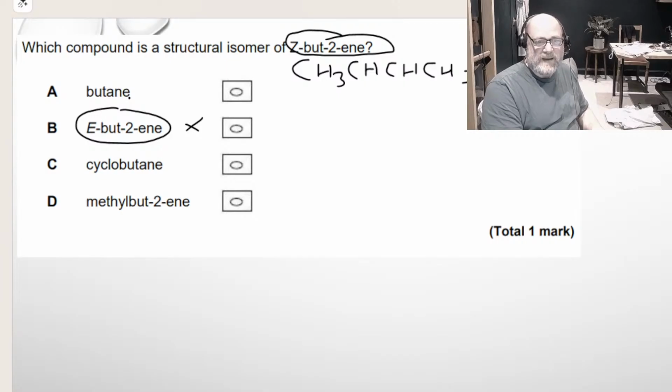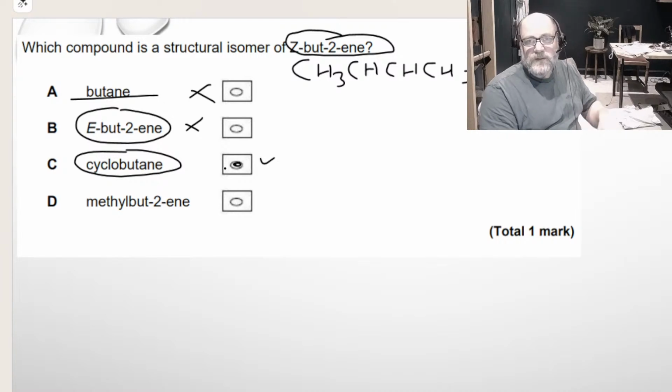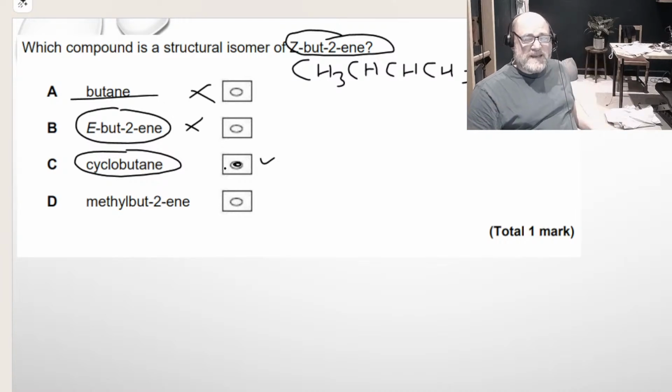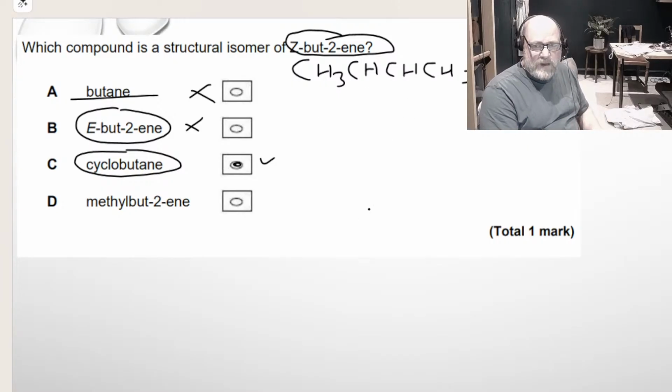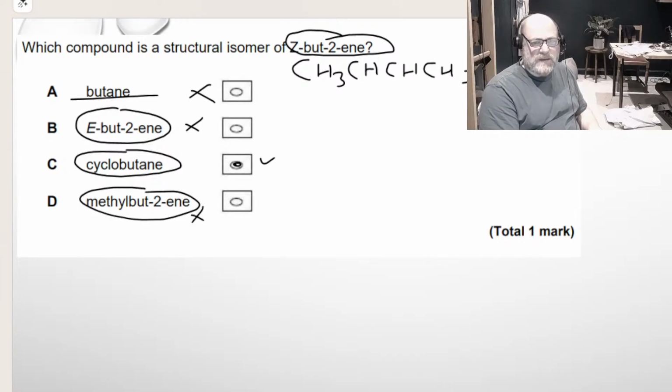Well, it's not going to be butane. It has a totally different molecular formula. Cyclobutane, yes, you're right, C. Remember, the cycloalkanes have the formula CnH2n, so it's going to look different but have all the same number of atoms. Methylbut-2-ene? No, that's got 5 carbons, so that's not the same thing.